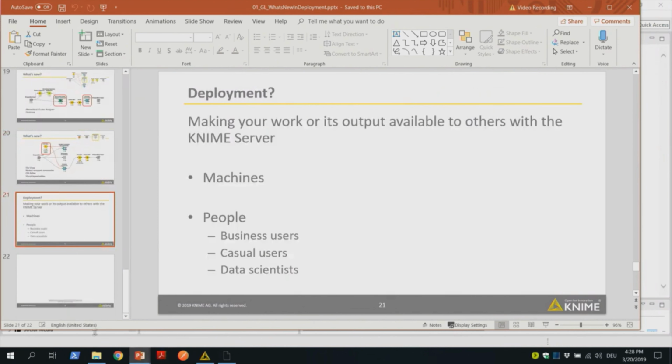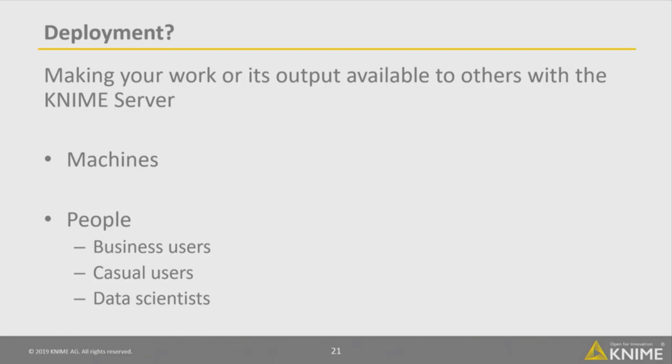Okay, that's it for my demoing bits. Just a reminder of what it is we talked about. From my perspective, deployment is making your work or the output available to others. We do this with Knime Server. We go to machines. That was REST services, making REST services available, or for people of various different kinds. That can either be the services, or it can be reports, or it can be these interactive workflows that we did, the guided analytics applications.